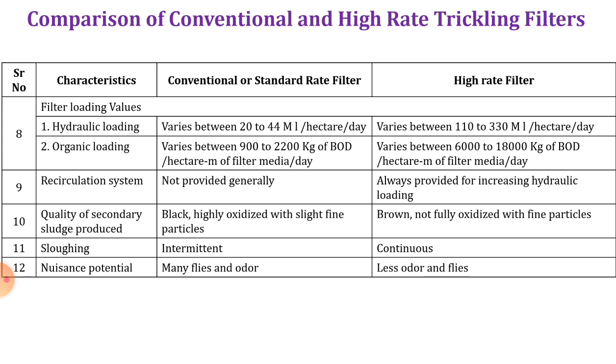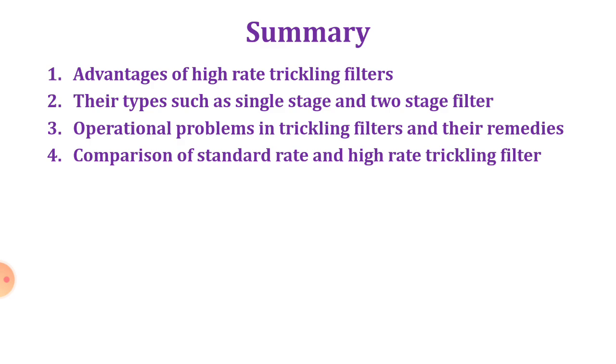Recirculation system is not provided in the conventional filter, whereas it is provided in the high rate filter. Quality of secondary sludge produced is black, highly oxidized with slight fine particles in the conventional, whereas in the high rate it is brown, not fully oxidized, with fine particles. Sloughing is intermittent in the conventional, and in the high rate it is continuous. Nuisance potential: many flies and odor may be observed in the conventional filter, whereas less odor and fewer flies are observed in the high rate trickling filter.